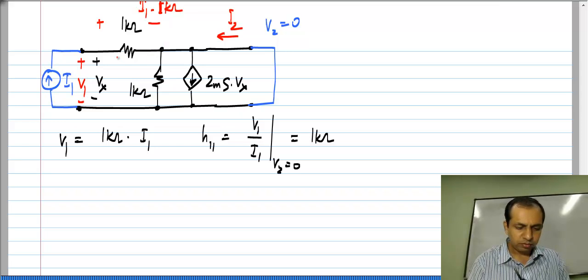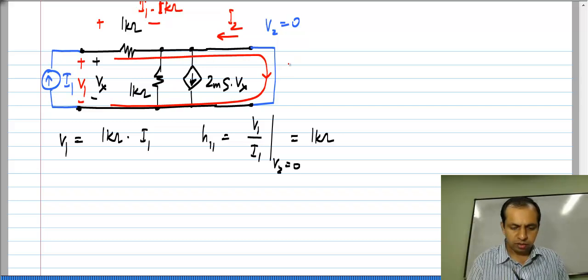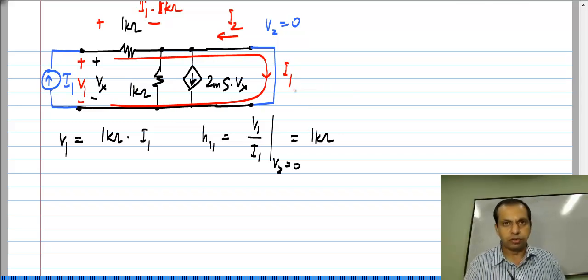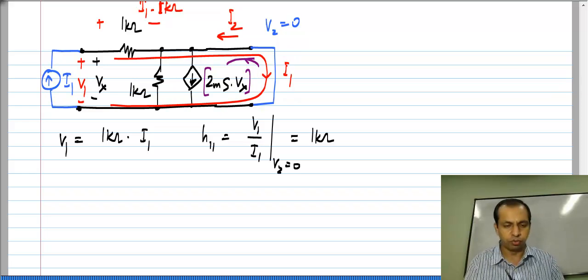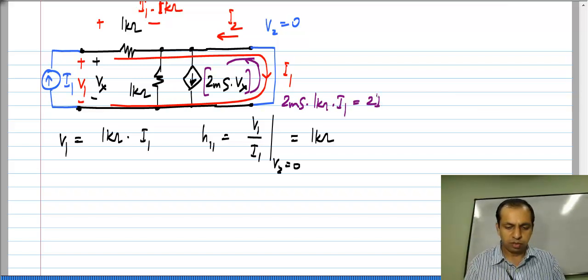Okay. I1 flows that way, but that is not the only current that flows there, because we have the control source as well. And how much is the control source? It is 2 millisiemens times Vx, and Vx is nothing but V1, and V1 is 1 kilo ohm times I1. So, this current over here, which flows in this direction also through the short circuit, because there is a short circuit across the control current source and all of its current will flow through the short circuit, will be, remember, in opposite direction to I1, and that is 2 millisiemens times Vx, which is V1, which is 1 kilo ohm times I1, which is 2 I1.